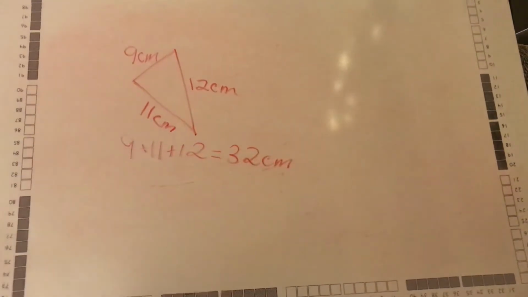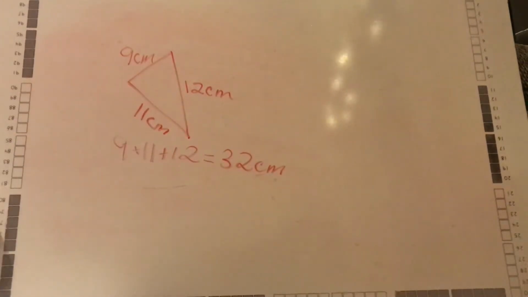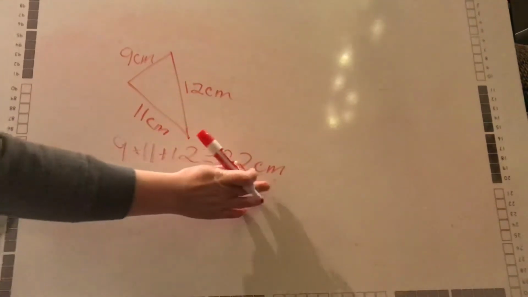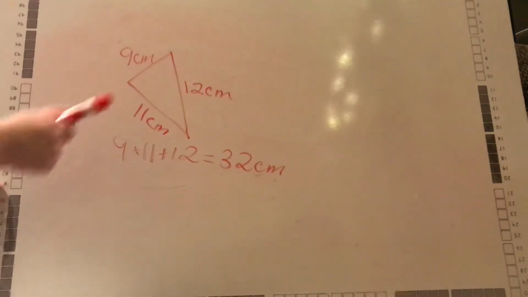Don't forget to add your units. You will need to make sure you have your units written down correctly. If there's units in the problem, there should be units in your answer. So, just add the sides together. Now, what about if you have a rectangle?